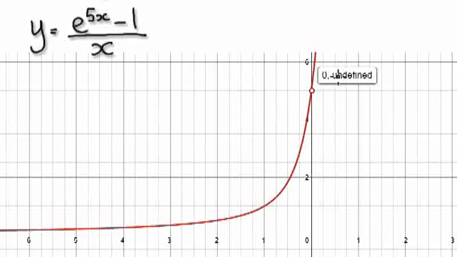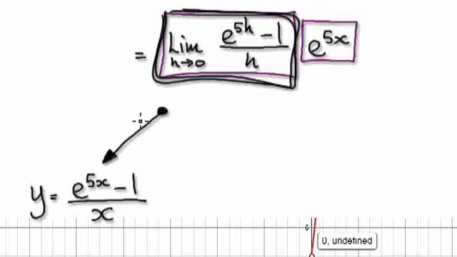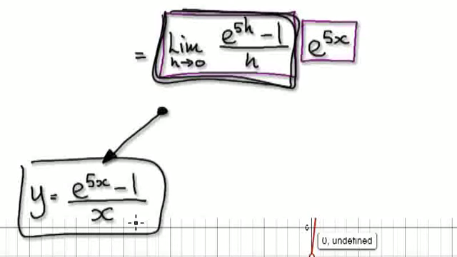You see, 0 over 0 is undefined. But the thing is, you're finding out the limit of this as h tends to 0, and that is the same as getting x to move towards 0.